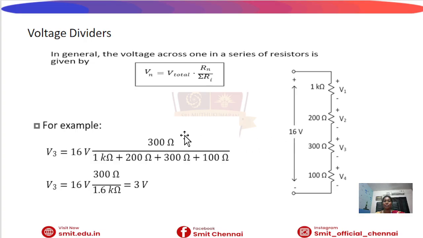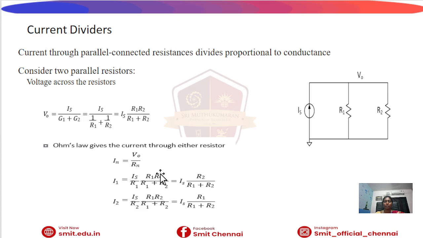So V is 16, so 16 into R3. What is R3? 300 ohm. So 300 divided by the sum of all the resistors, that is 1 kilo ohm plus 200 ohm plus 300 ohm plus 100 ohm. We add all these resistor values, which is 1.6 kilo ohm. So we get the answer 3 volt.